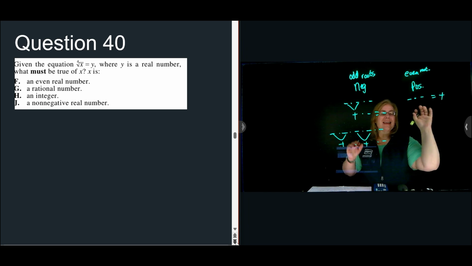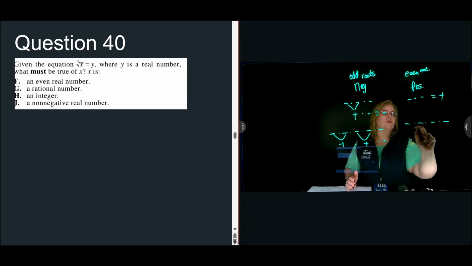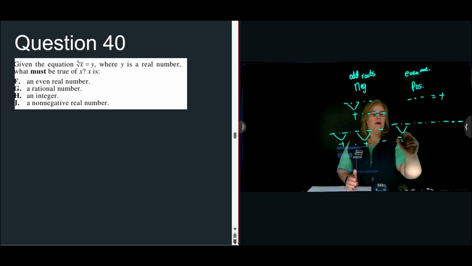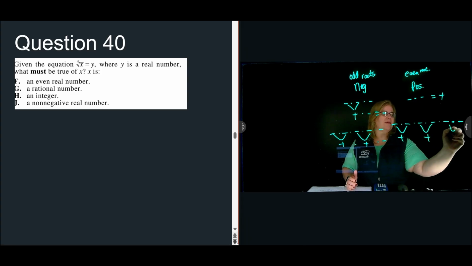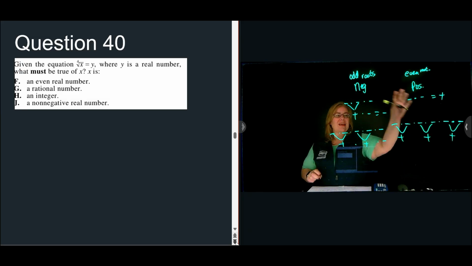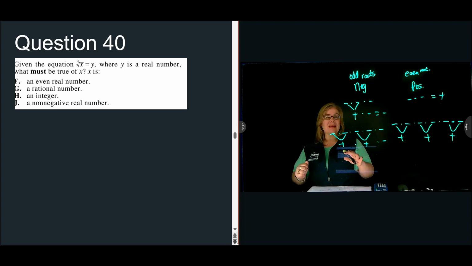Now, even if I had 6, negative times negative times negative times negative, 1, 2, 3, 4, 5, and 6, positive, positive, positive, I'm still going to have a positive number. So that's something that we need to know. When I have an even root, it's always going to be positive. When I have an odd root, it's always going to be negative.